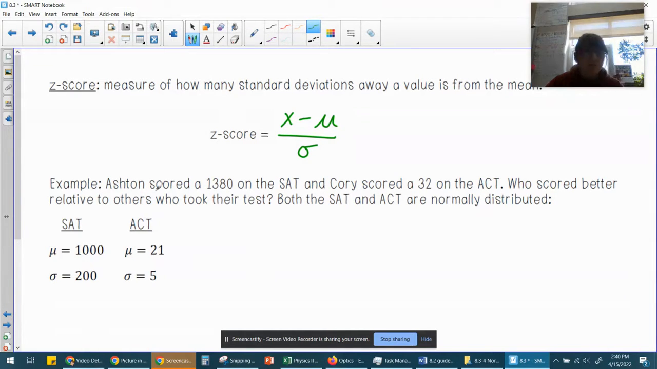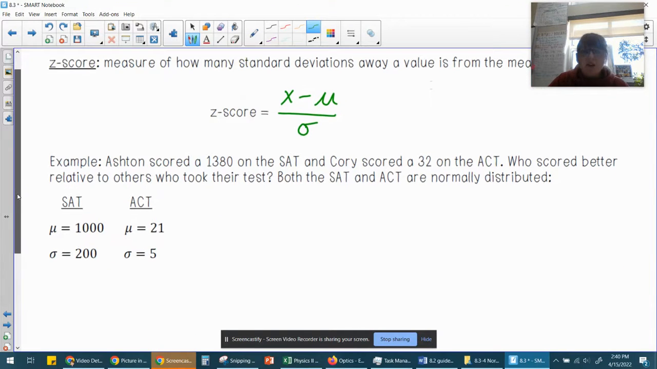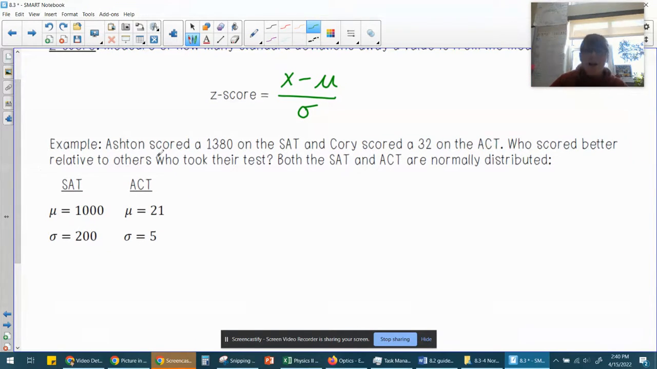So let's say we've got 2 people, Ashton and Corey. Ashton took the SAT and got a 1380, and Corey scored a 32 on the ACT. We want to know who scored better relative to the others who took their test. So here we're given the SAT and ACT with a mean and standard deviation. And our observations are going to be 1380 and 32.